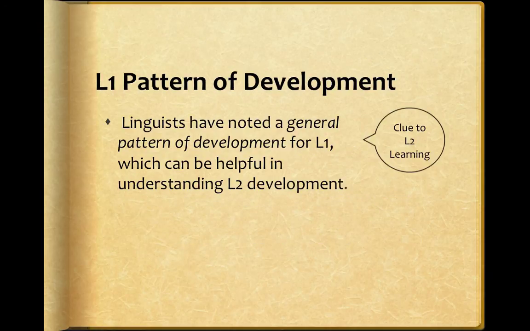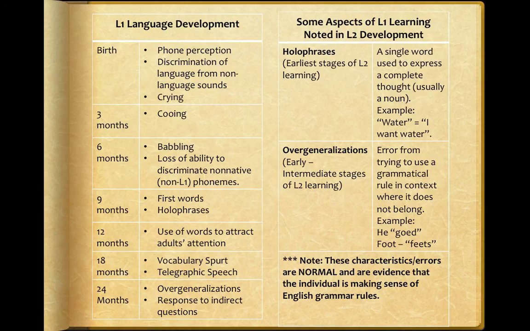Linguists have noted a general pattern of development for first language, which can be helpful in understanding second language development. So let's look at this pattern of development. If you see this slide, on the left side you have L1 language development. You can see that from birth, people generally have a perception of sound. They start discriminating language from non-language sounds. They produce crying. At 3 months, babies start cooing. At 6 months, in general, they start babbling.